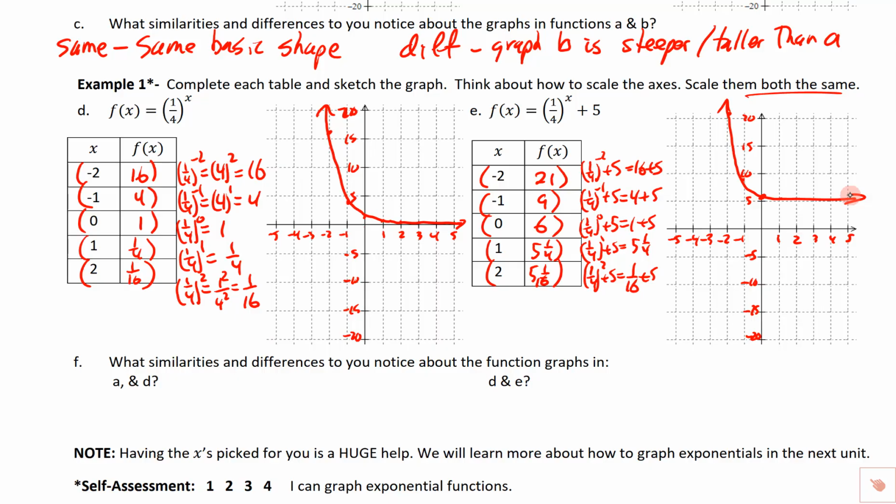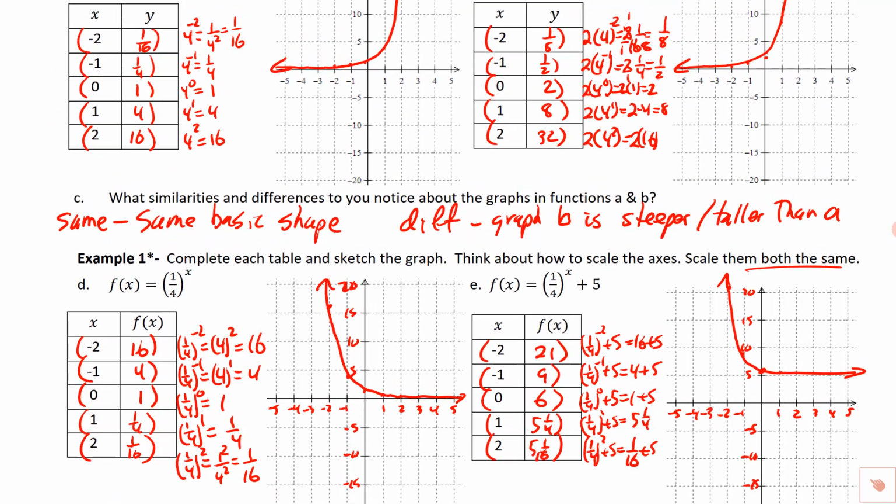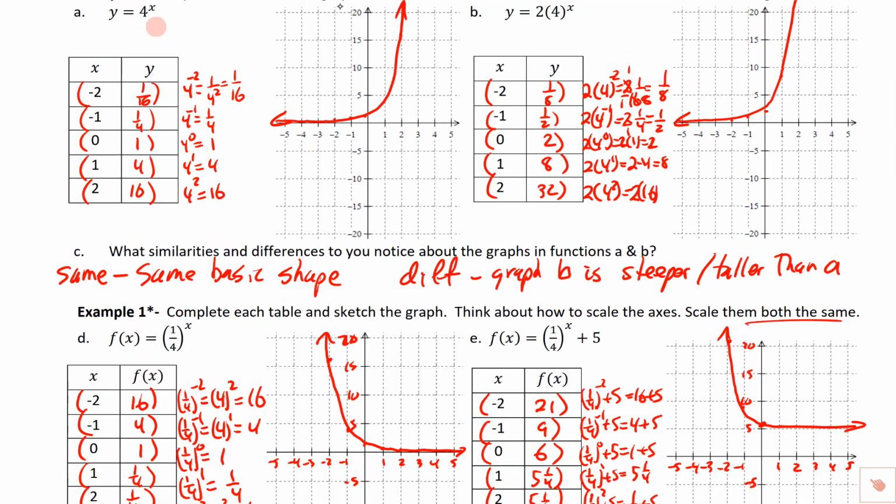And it says, what are the similarities and differences you notice about the graphs in A and D? So let's slide up here. Let's take a look at A and D. A and D are these guys right here, okay? So we've got 4 to the x, which makes this shape right here. And then we've got 1/4 to the x, which makes this shape right here. So they have the same basic shape. It's just that one goes up and one goes down.